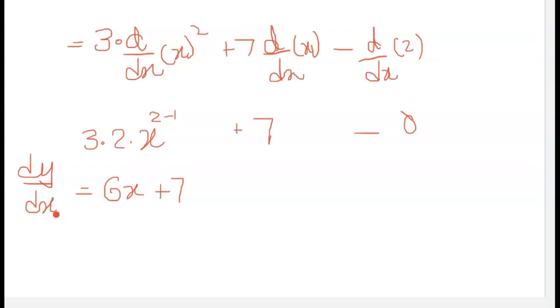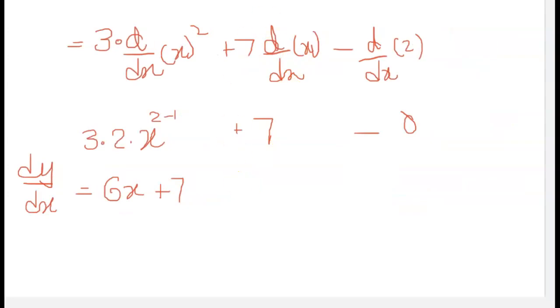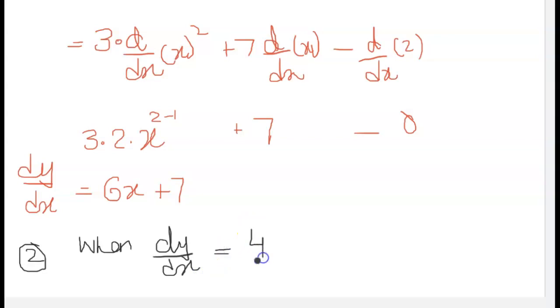Now, if I look at the question, the second part of the question is going to be like this. I'm just going to put the second part here in black. The second part is: find the point when dy over dx, we need to find the coordinate, is, let's say, 4. So we need to find the coordinate when this is 4.